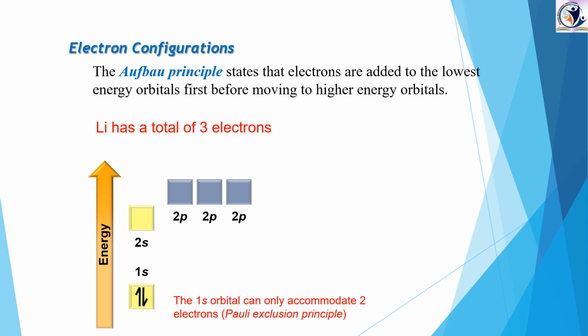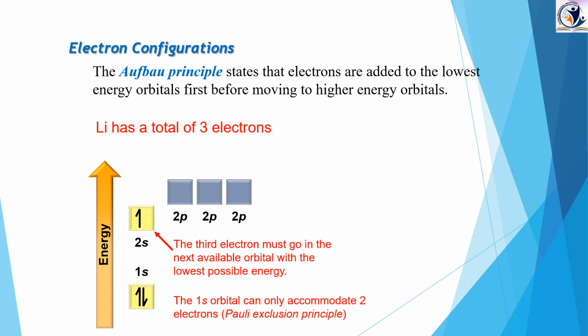According to the Pauli exclusion principle, only 2 electrons can be accommodated. So the first electron with a positive spin, the second electron with the negative spin has been filled up. Out of 3, 2 are over. Then where should it place the third one? It should be placed in the 2s.